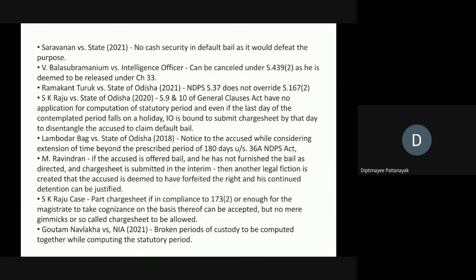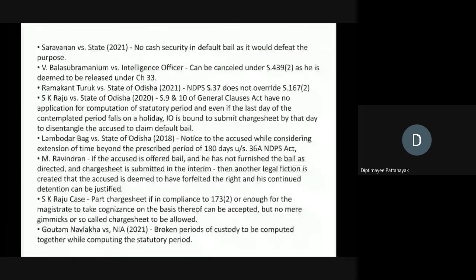Another important case is Lambodar Bagh versus State of Odisha, which says that notice to the accused is mandatory while considering extension of time beyond the prescribed period of 180 days under Section 36A of the NDPS Act, because the prescribed period here is being increased. That's not so important, so you may skip this.